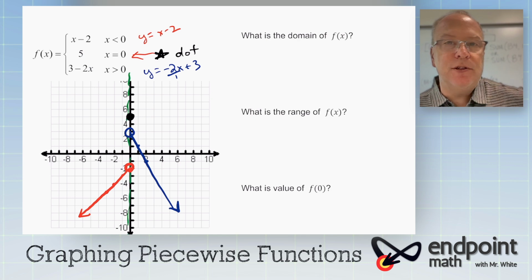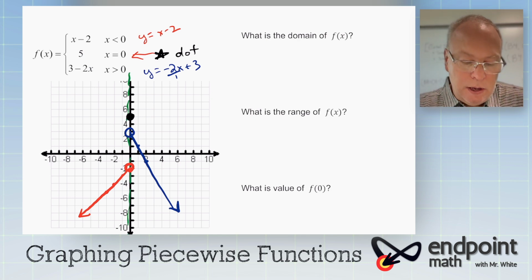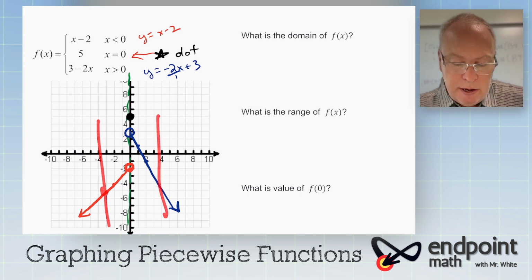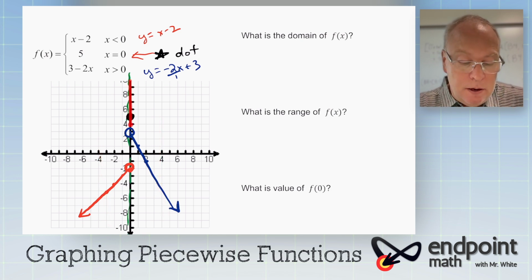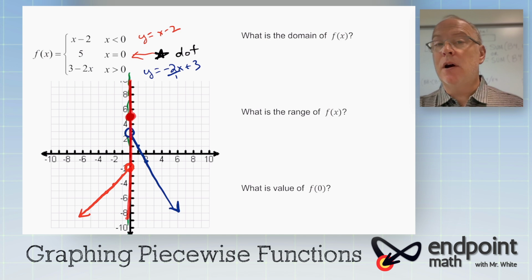By the way, does this pass the vertical line test? Over here, yep, only hits once. Over here, yep, only hits once. And right here in the middle, it only hits once. It hits up here because the others are open circles.